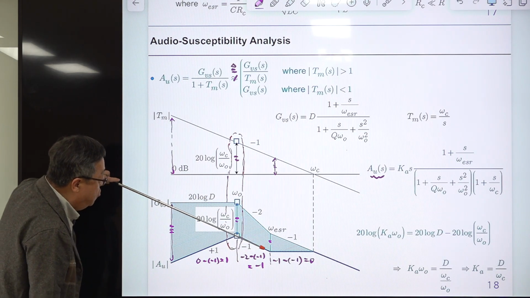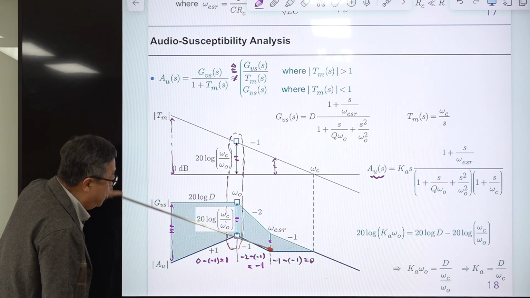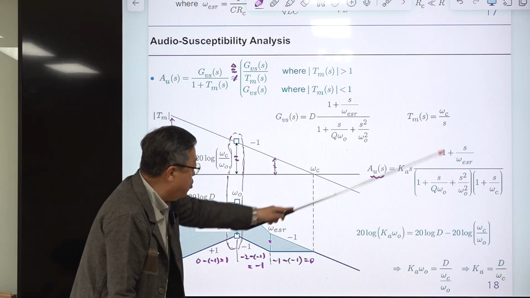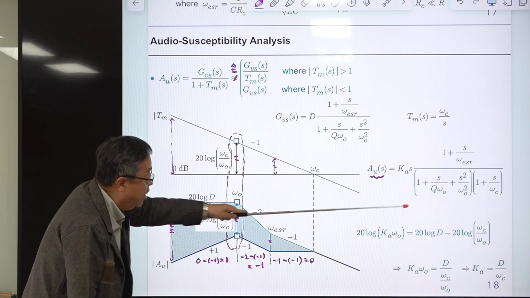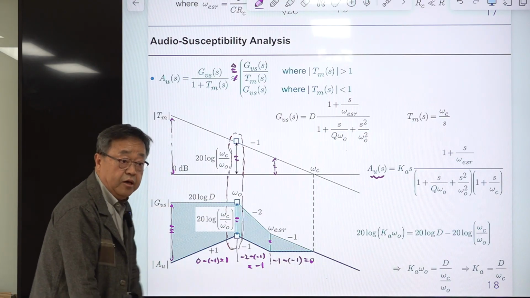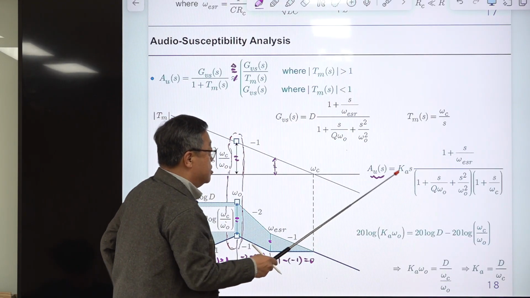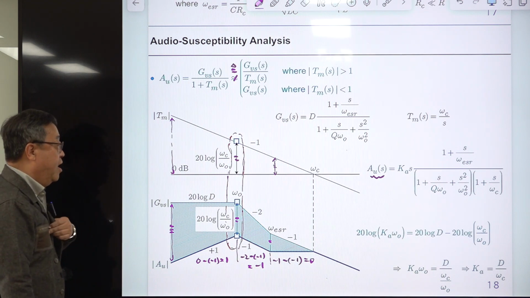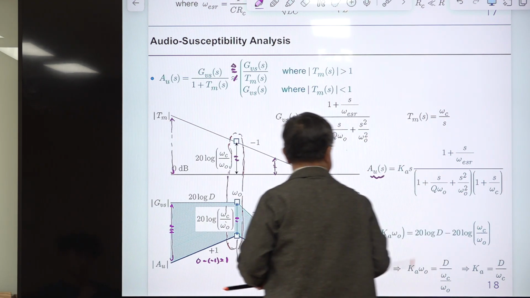And here you have a zero. Okay, slope is changed from -1 to 0. There is a zero. So you have this zero, and slope is changed from 0 to -1. Then you have a pole. Okay, so everything is clear. So this is the expression for the audio susceptibility function, and one remaining task is to evaluate this.